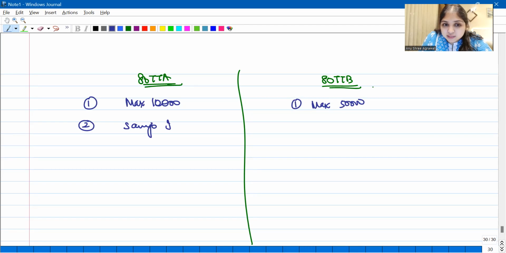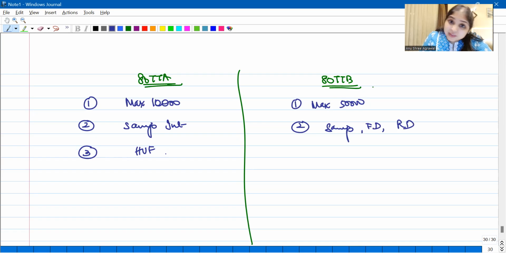Then tell me, in 80TTA, what kind of interest? Here I'm talking only about savings interest. 80TTB, what kind of interest? It can be savings interest, FD interest, RD interest, any interest. Then tell me, does 80TTA cover HUF also? Yes. But does 80TTB cover HUF also? No.